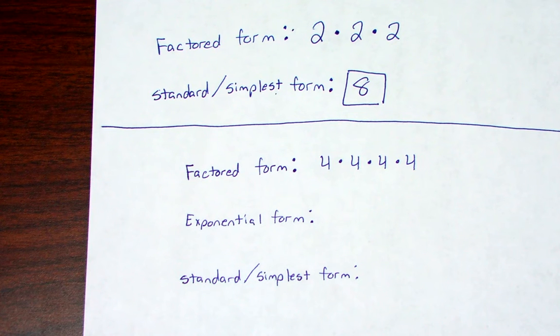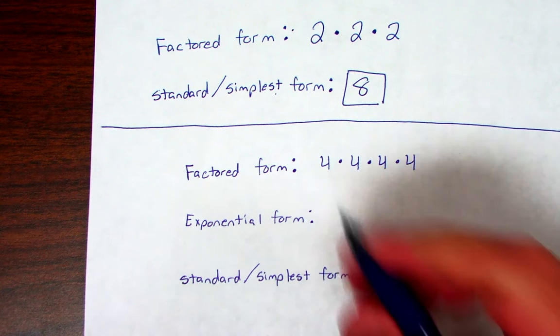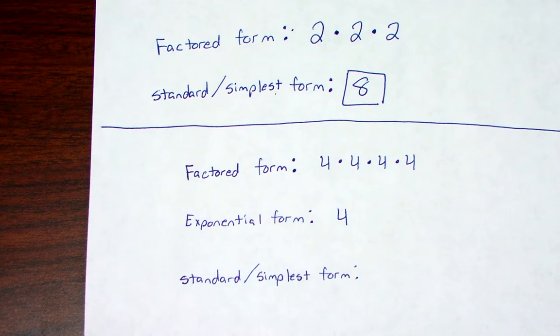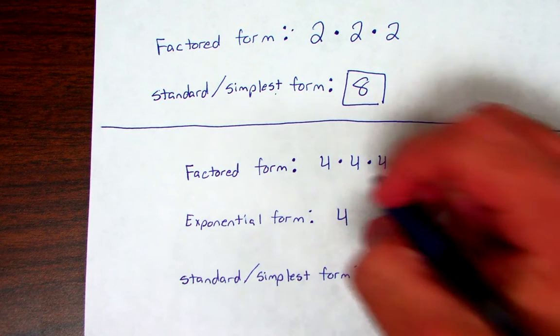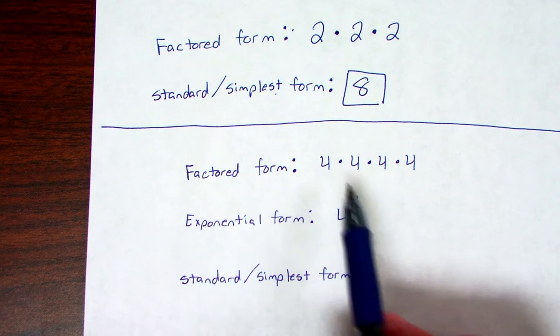Let's see how you did on the exponential form. What is your base? In this case, it's a 4. How many times is the 4 repeating? Well, it's repeating 4 times. There's your exponential form.